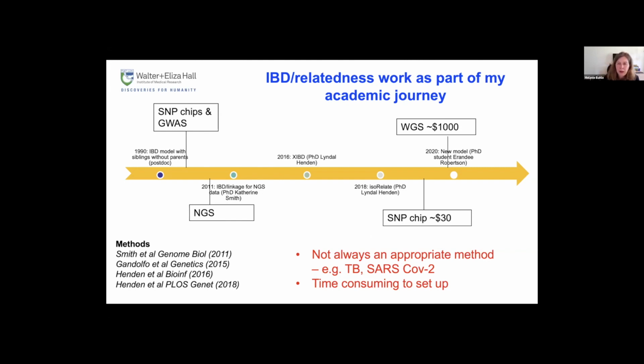So just to complete my academic journey, I just talked about isolate. Things are getting cheaper all the time here. We're currently working on a new IBD model with another PhD student, Randy, so I hope to tell you about that in the future. I love my relatedness work. It's spanned my academic journey, but it's not always an appropriate method. And I just wanted to point out that TB and SARS-CoV-2, the thing that causes COVID-19, are not appropriate in this setup. They don't recombine. These models are pointless for these organisms.